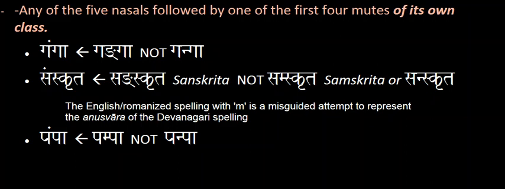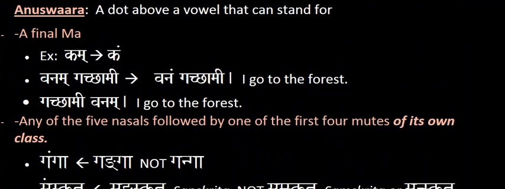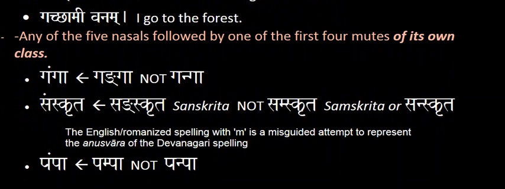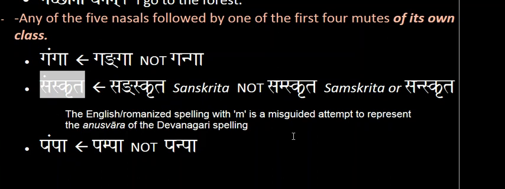And in lesson number 10, we were trying to go over the rules for using the anuswar. So we went over that anuswar could be a dot above a vowel that could stand for either a final ma or any of the five nasals followed by one of the first four mutes of its own class. Now, there has been a debate about the word Sanskrit. Some people say Samskrit, some people say Sanskrit, some people say Samskrit with the N, some people say Samskrit with an M. Which one is actually correct? So we're going to try and dissect that and go over it.